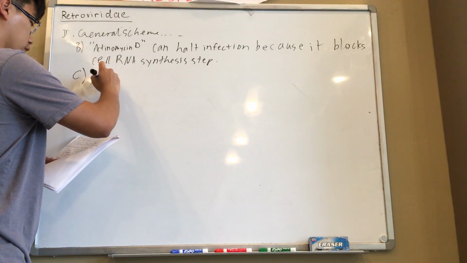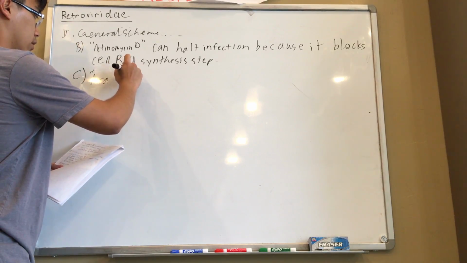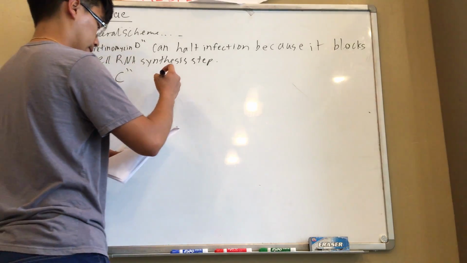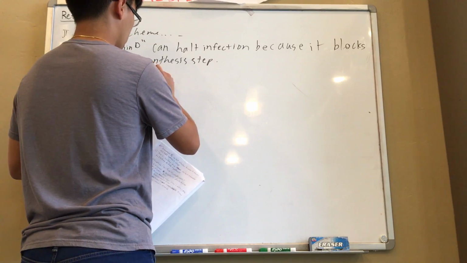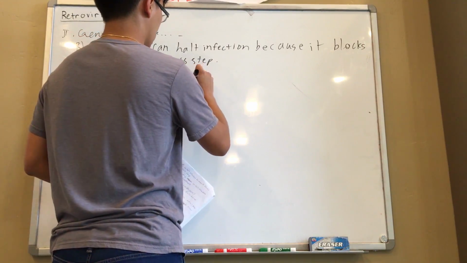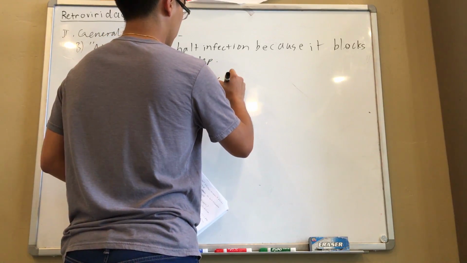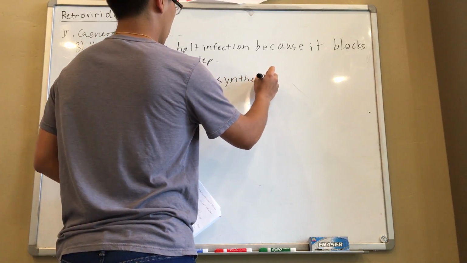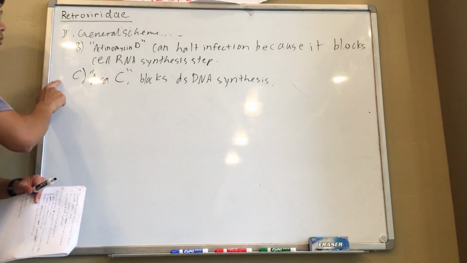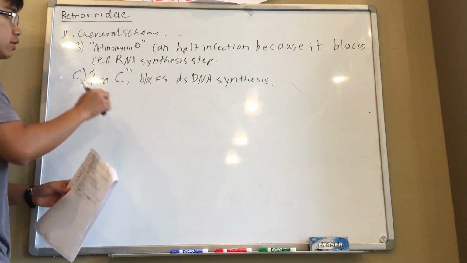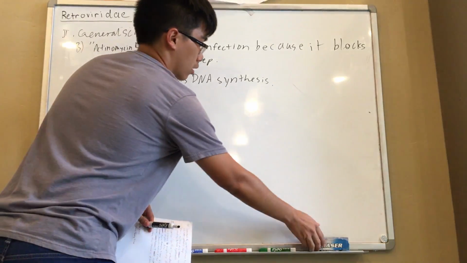You can also use this other drug called ARA-C. And it blocks double-stranded DNA synthesis. So remember, this goes underneath the bullet point, I messed up. But this goes underneath the bullet point of general scheme of multiplication. These are some ways you can counteract that.